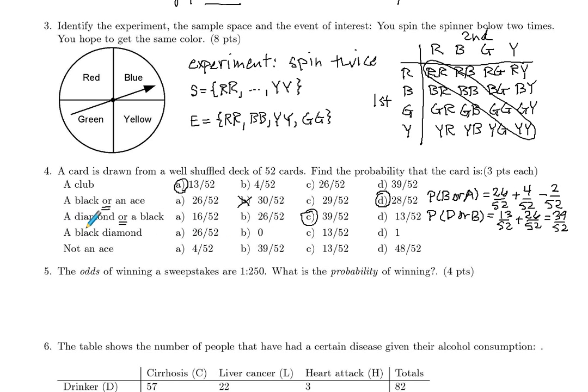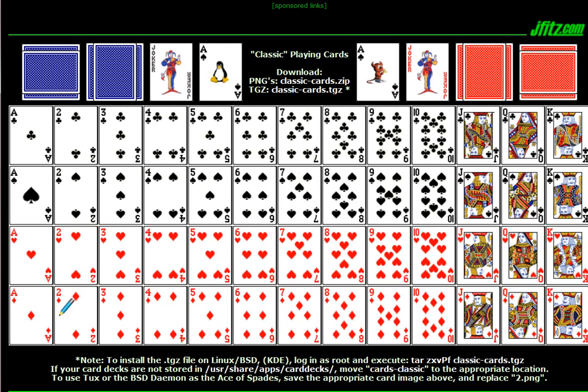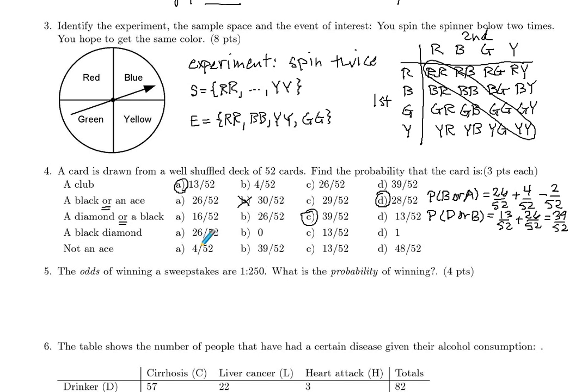Probability it's a black diamond. Okay, let's see here. Well, diamonds are red, so there are no black diamonds. So that's an impossible event. Okay, so there are 0 cards out of the 52 that are black diamonds, so that's B, 0.